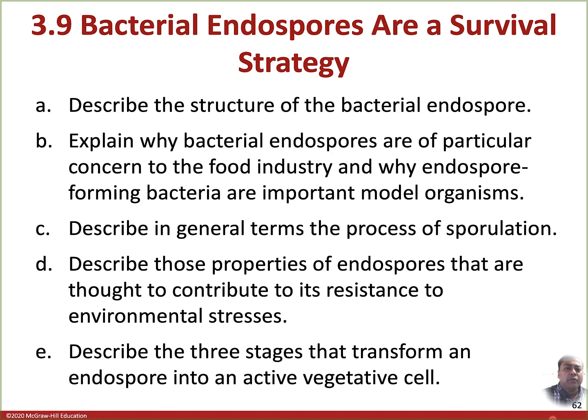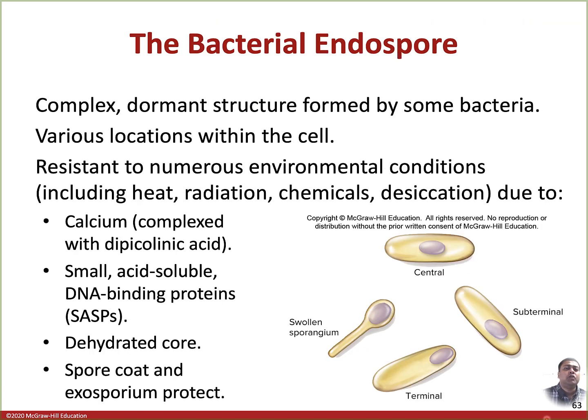The last part that we are going to talk about is the bacterial endospores. These are complex dormant structures formed by some bacteria. They are found in various locations within the cell and are resistant to numerous environmental conditions, including heat, radiation, and chemicals. You can see that it can form a central spore, subterminal, terminal, or a swollen sporangium, many different types.